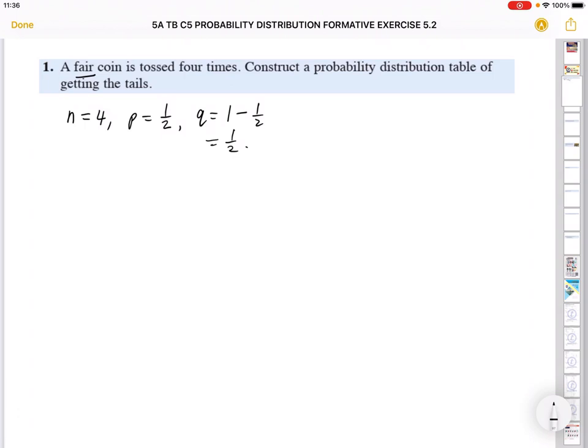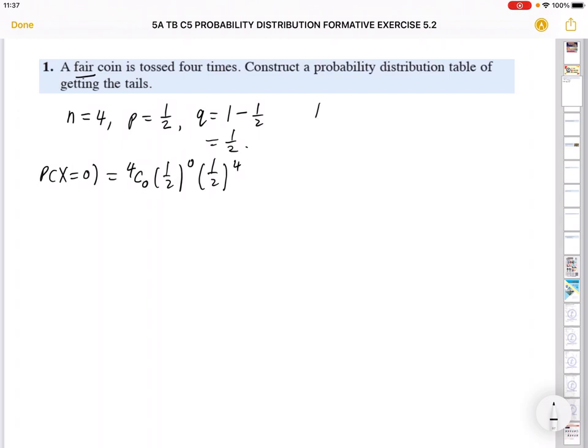So before you construct a probability distribution table, you need to calculate the probability for each value of x. Now remember, if you toss it 4 times, the minimum number of tails you can get is 0, and the maximum will be 4. So you need to calculate each and every one. We start with P(X=0), and the formula goes like this: nC0, in this case 4C0, p is 1/2 power 0, q is also 1/2, and 4 minus 0, this q power is 4.